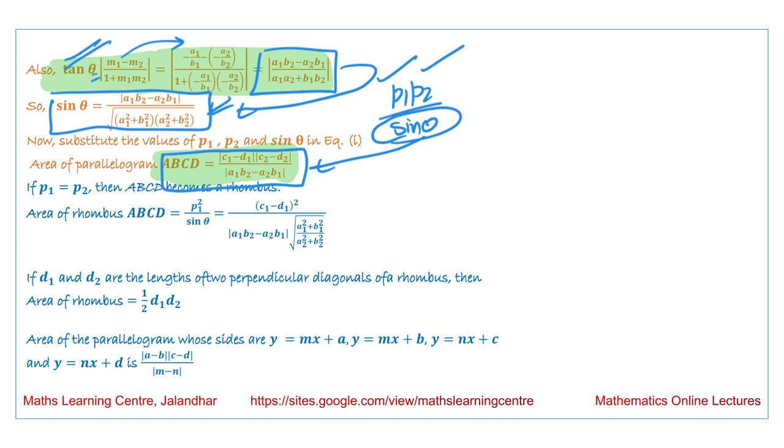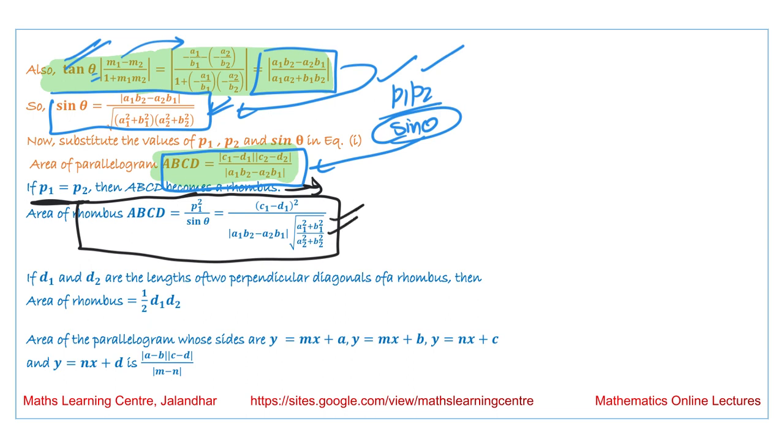Now the special case we have is, if P1 is equal to P2, then it becomes a rhombus. The area of the rhombus is given by the formula P1 square divided by sine theta. So this is the formula for the area of the rhombus. And we are saying if D1 and D2 are the lengths of two perpendicular diagonals of a rhombus, then the area of the rhombus will be 1 by 2 D1 into D2.